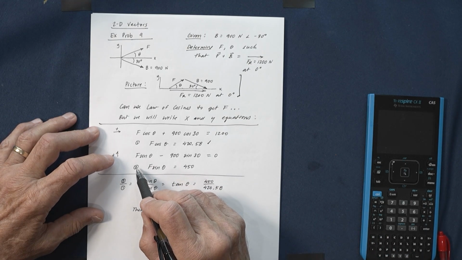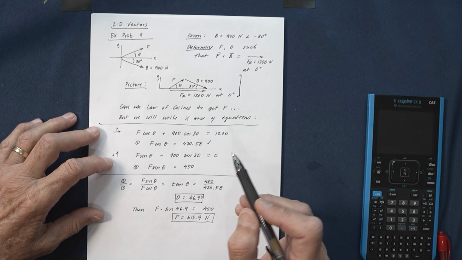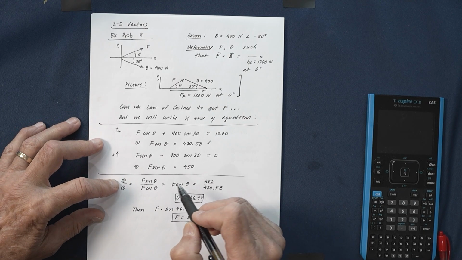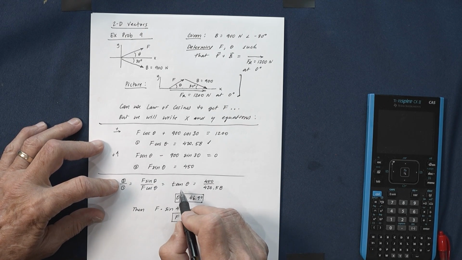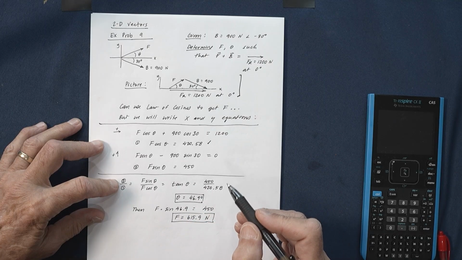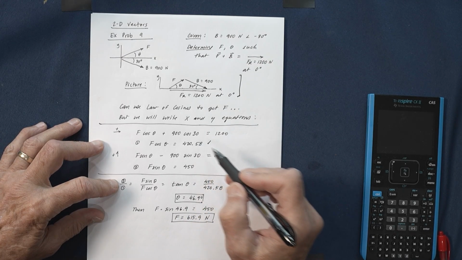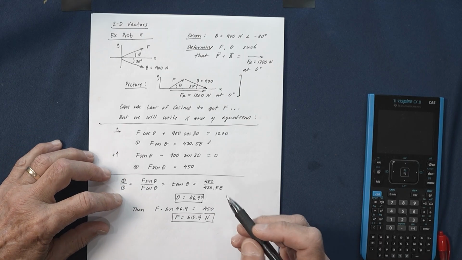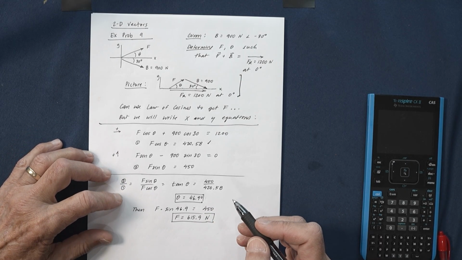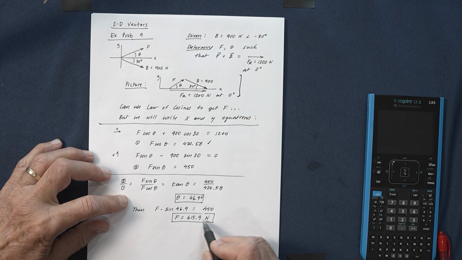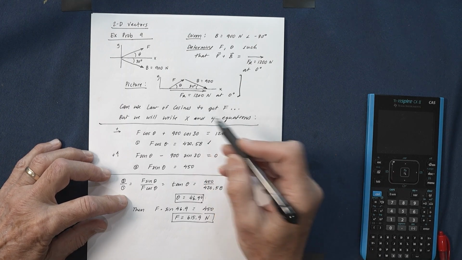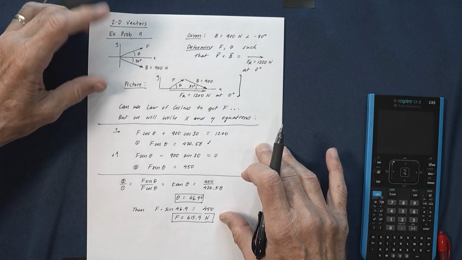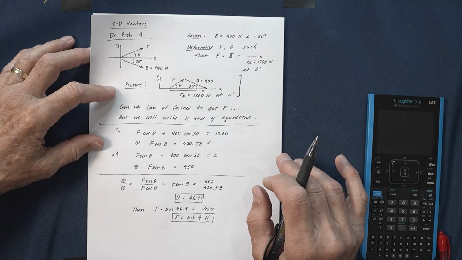If you divide equation 2 by equation 1, we have F sine theta divided by F cosine theta. The F's cancel. You're left with tangent of theta is equal to 450 divided by 420.6. So my theta is 46.9 and my F is 615.9. And so this is not an unusual problem in a statics textbook.